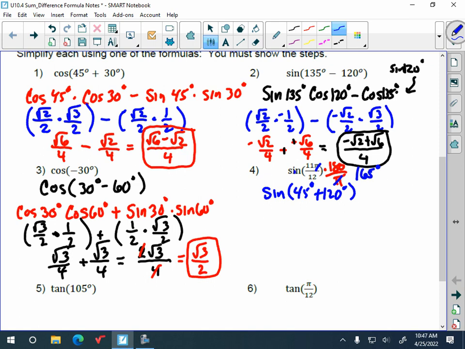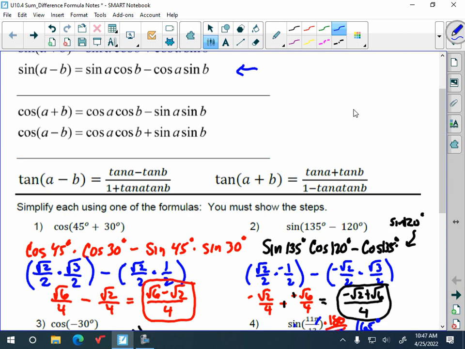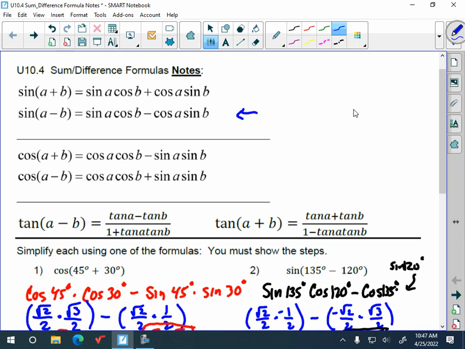All right, so now we're using sine with plus. So that's the top one. So sine times cosine plus cosine times sine.